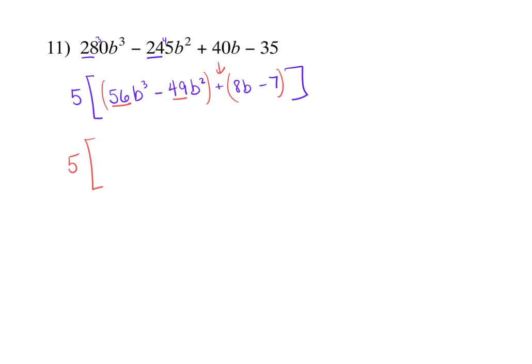Yeah, I can take out a 7. What about my b's? 2. I can only take 2 of them out. So I'm left with 56 divided by 7 is 8, and I took out 2 of my b's. 49 divided by 7 is 7.